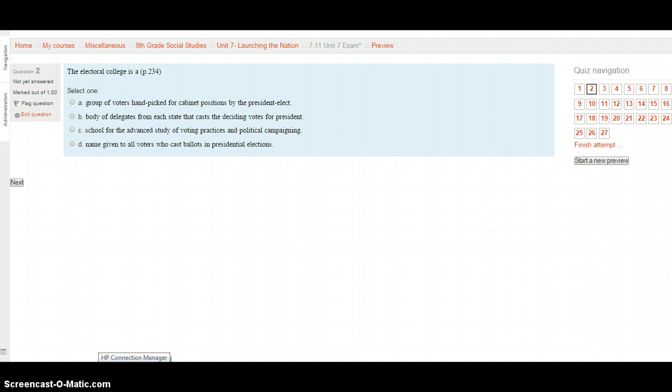Question 2. The Electoral College is, page 234, A. a group of voters hand-picked for cabinet positions by the president-elect, B. a group of delegates from each state that cast the deciding votes for president, C. a school for the advanced study of voting practices and political campaigning, or D. a name given to all voters who cast ballots in presidential elections. So go to page 234, look for the definition of Electoral College, and go ahead and select your best choice. When you're ready, go ahead and hit the Next button.